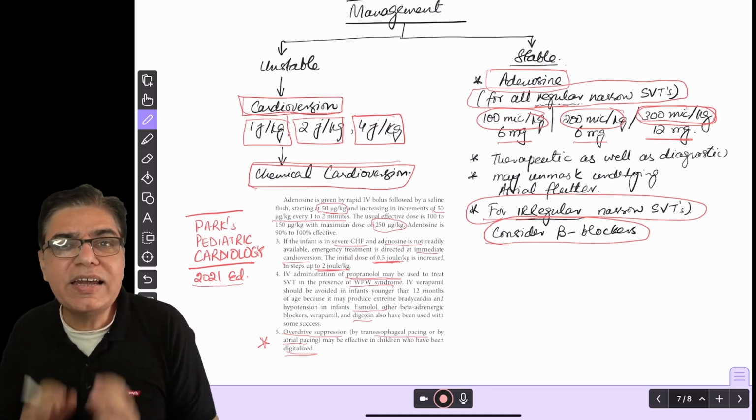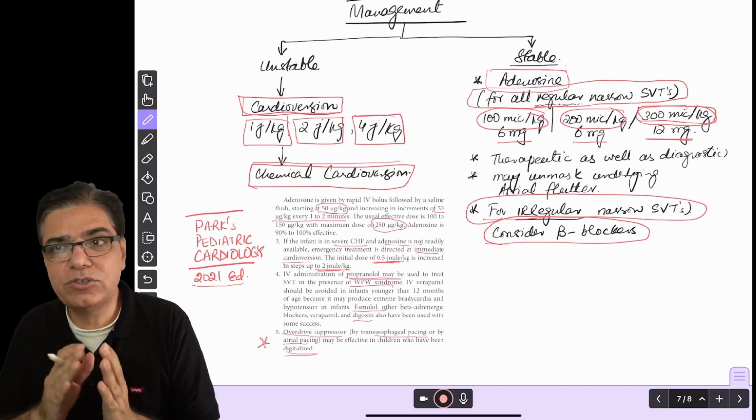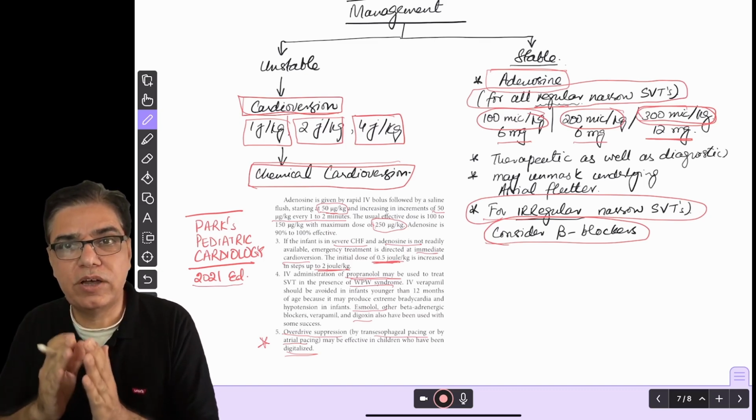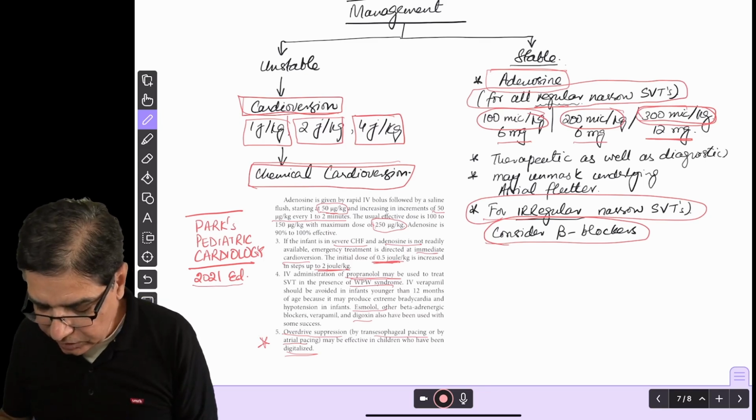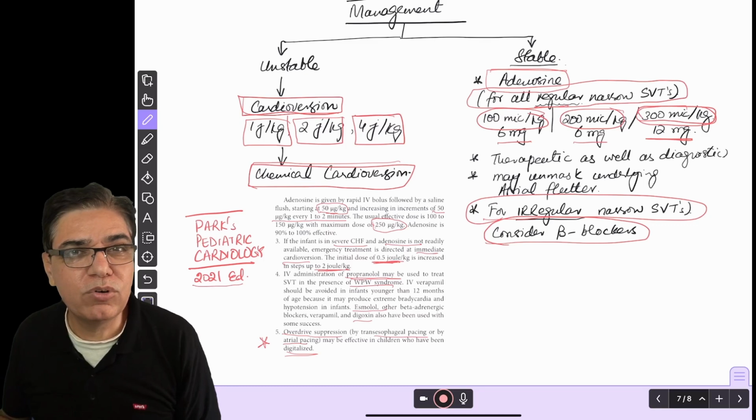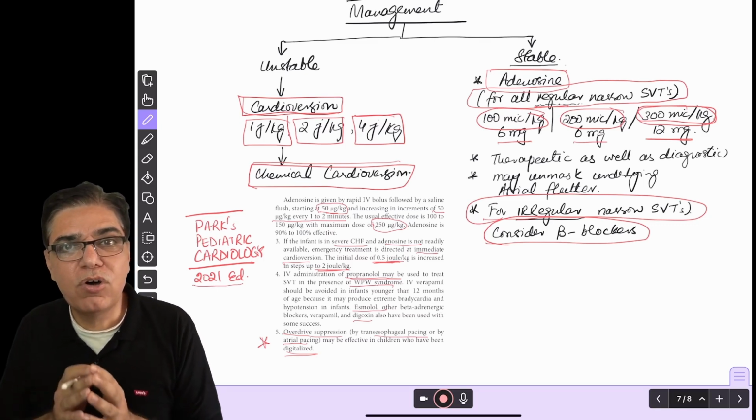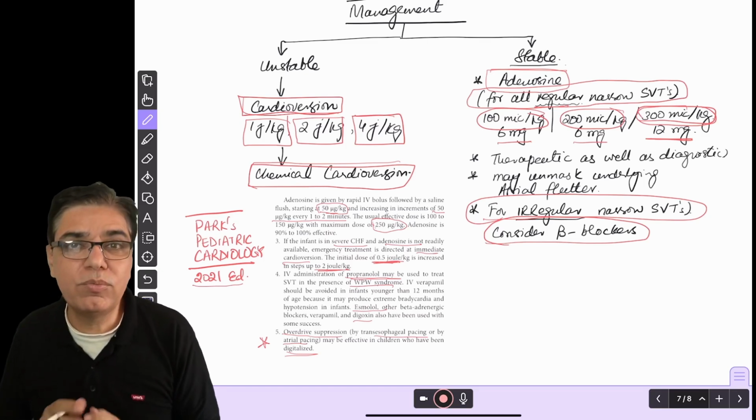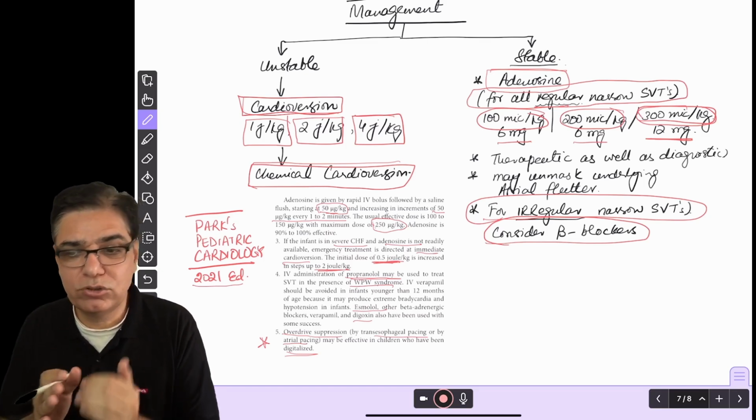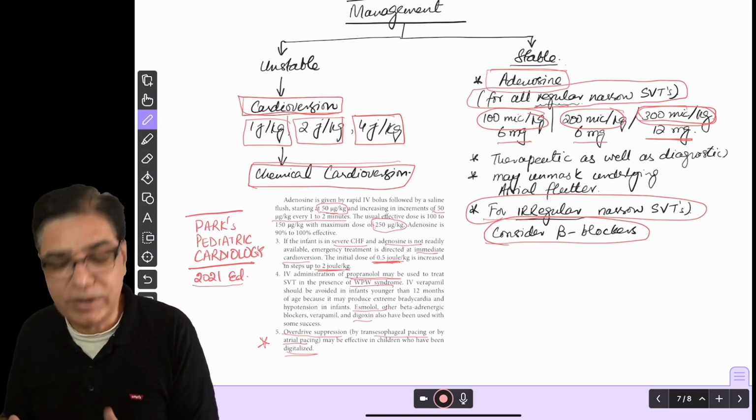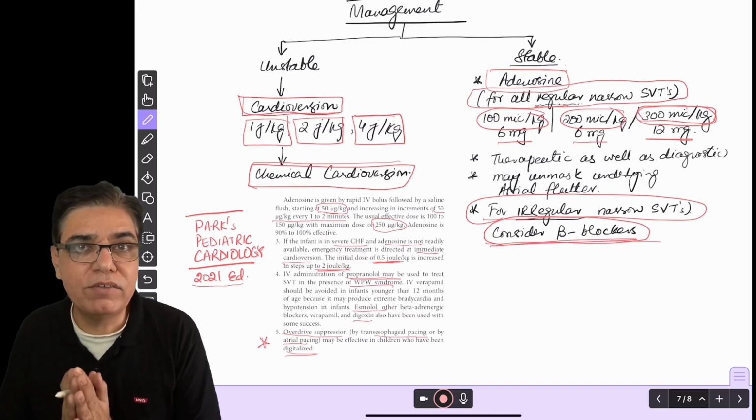For irregular rhythms, where it's an SVT, a narrow complex, but irregular, they say you should not give adenosine, because there might be an underlying atrial fibrillation or Wolff-Parkinson-White syndrome, and in that case if you give adenosine, it might throw the child into frank ventricular fibrillation. In that case, you should consider beta blockers like IV propranolol.